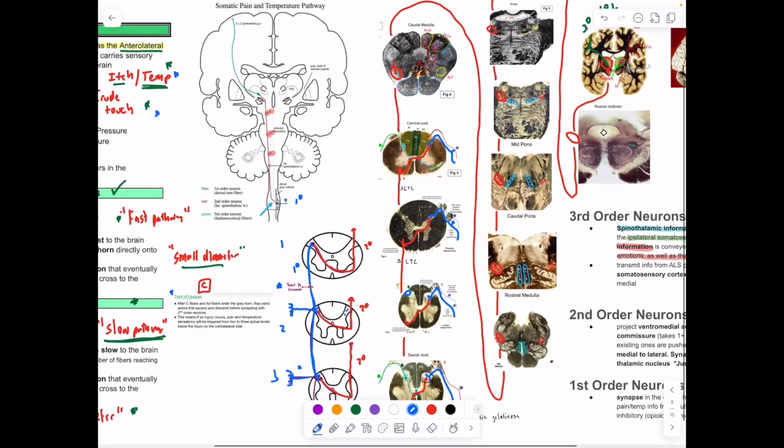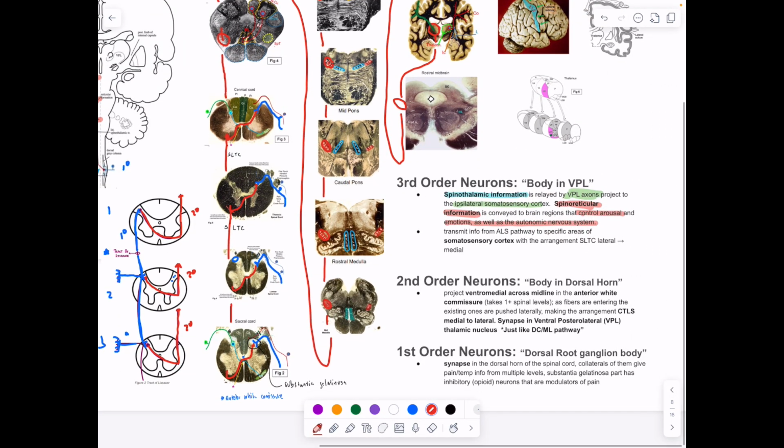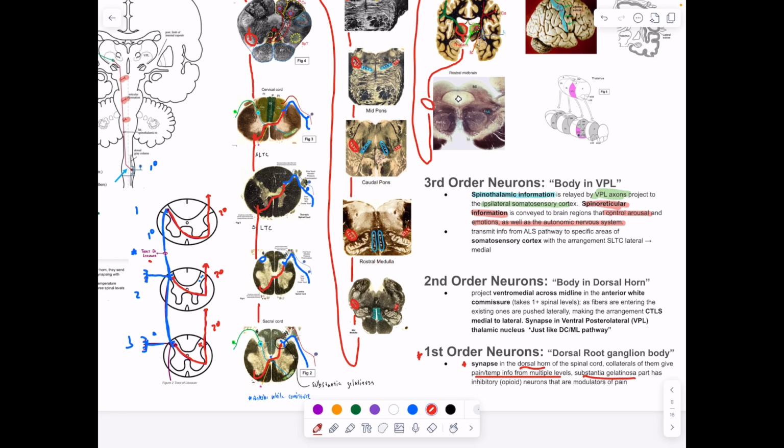All right, so then we get to our second neuron. So let's just start with our first neuron again. First neuron, its body is in the dorsal root ganglion, just as we saw with DCML. It synapses in the dorsal horn, again, that's this region right here. And collaterals can get information from multiple levels, which we saw with the tract of Lissauer. And then it will synapse in the substantia gelatinosa, which is right here. And you may remember that the substantia gelatinosa is very prominent in the lumbar and sacral regions, okay?